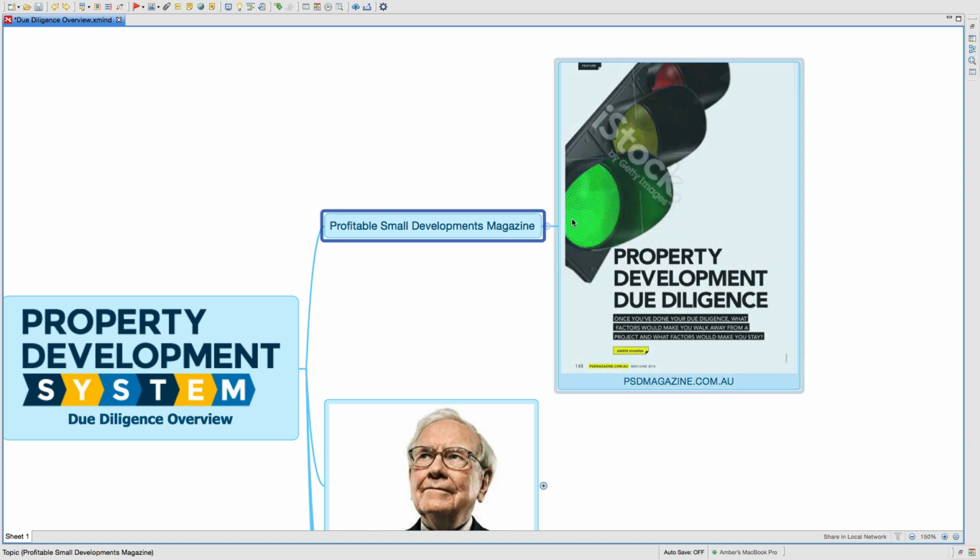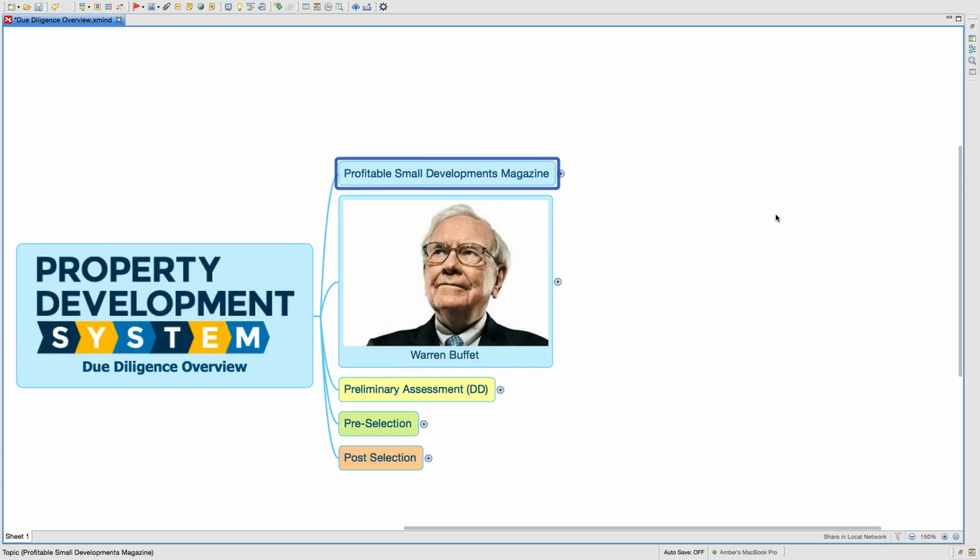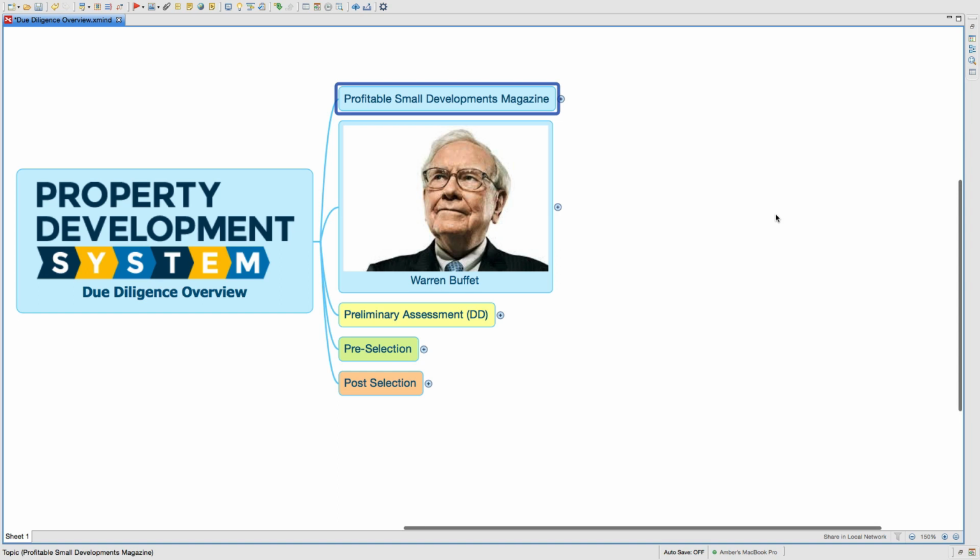But what I've done from the article is that nobody likes to read that much, so I've converted that article into a mind map, and I will go through that with you in this video.